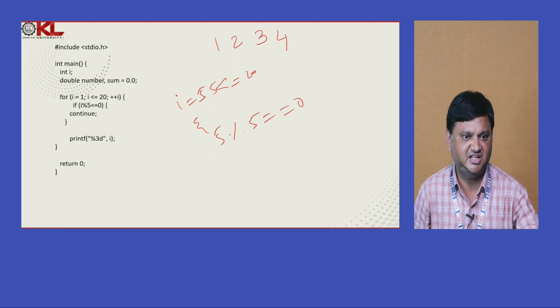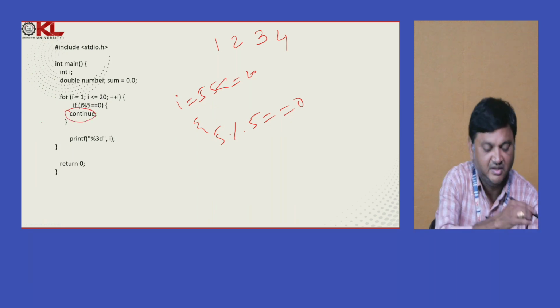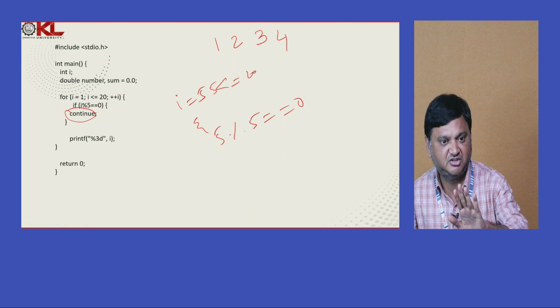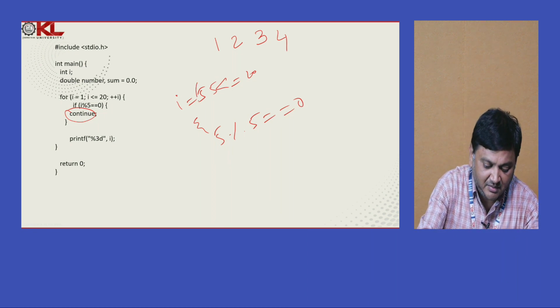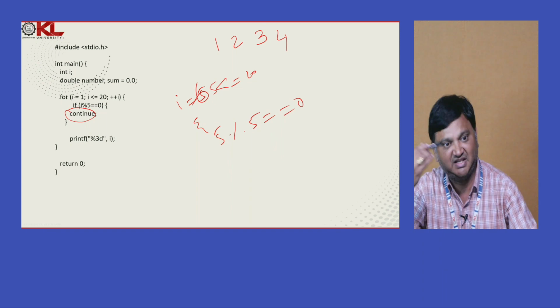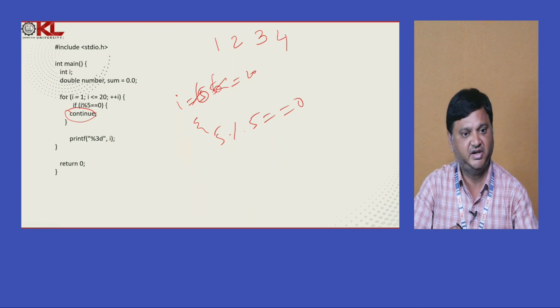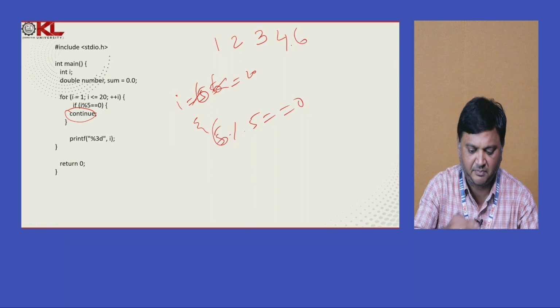Even though the condition is satisfied, I want to continue with the next iteration. So what did I write, my dear students? Continue. It continues to the next iteration. It won't print 5 on the screen. It means that i will be incremented. i will be 6, but 5 won't be printed on the screen. It just skips that iteration. So i becomes 6. Again, is 6 less than or equal to 20? Yes. Is 6 modulus 5 equal to 0? No. So 6 will be printed on the screen.